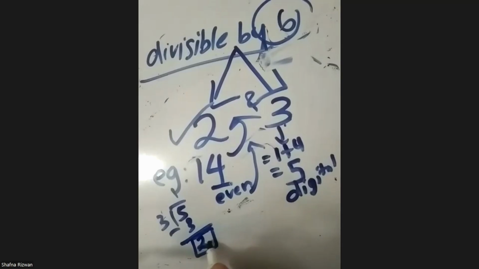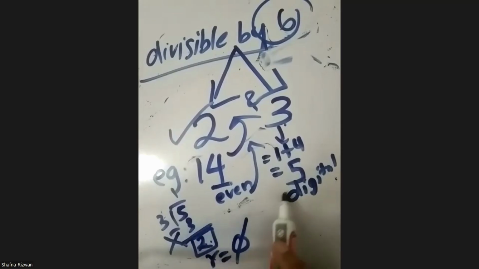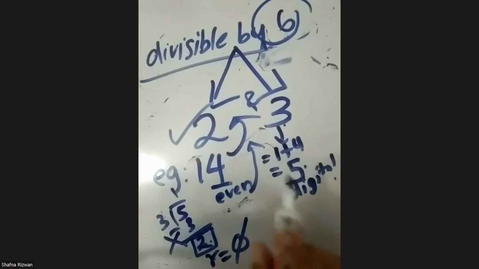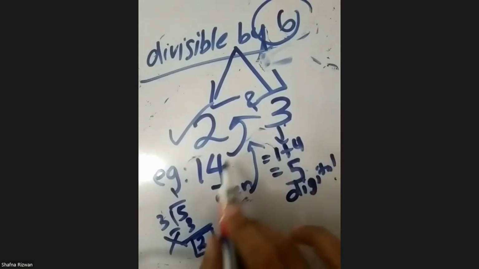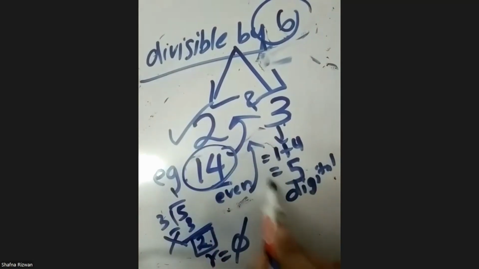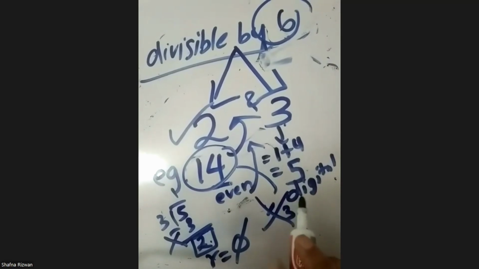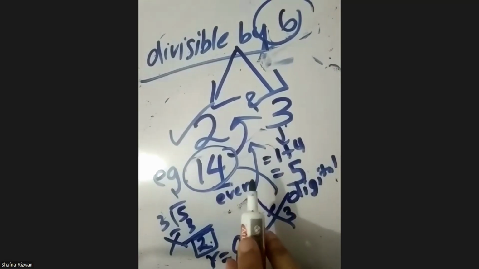So is this number divisible by 3? No, it's not divisible by 3. Why? Because the remainder is not 0. Then if the digital root is not divisible by 3, what does it mean? That means this number 14 is also not divisible by 3. Did you all understand?